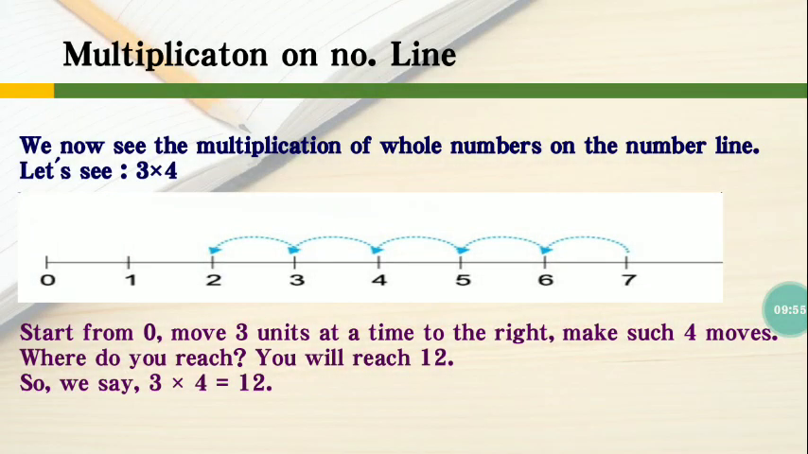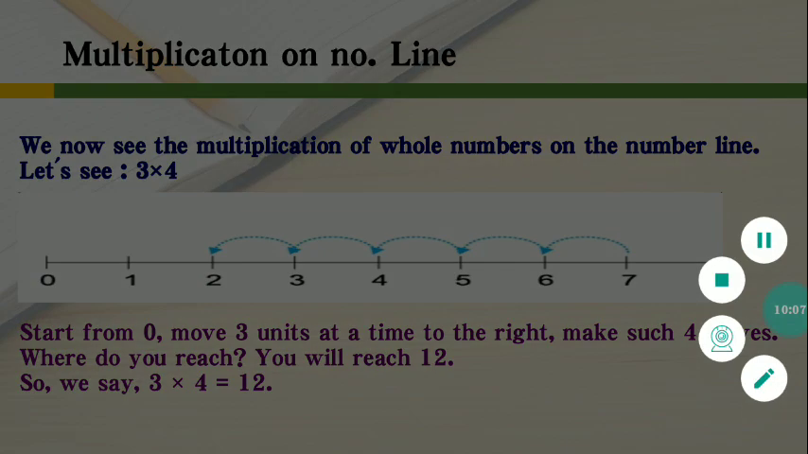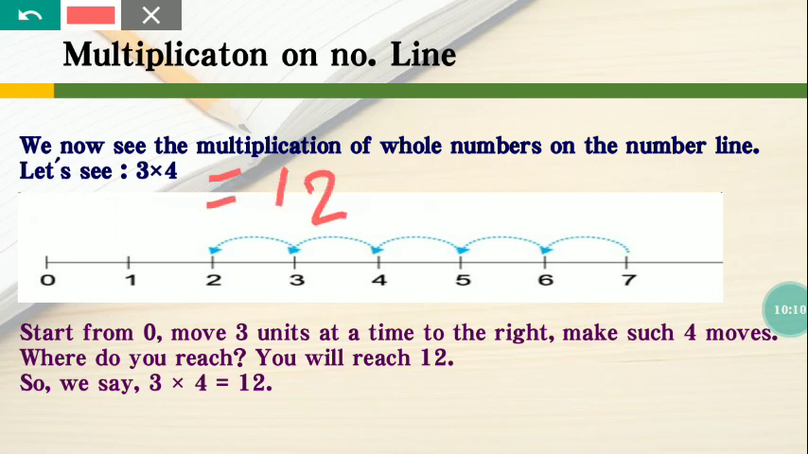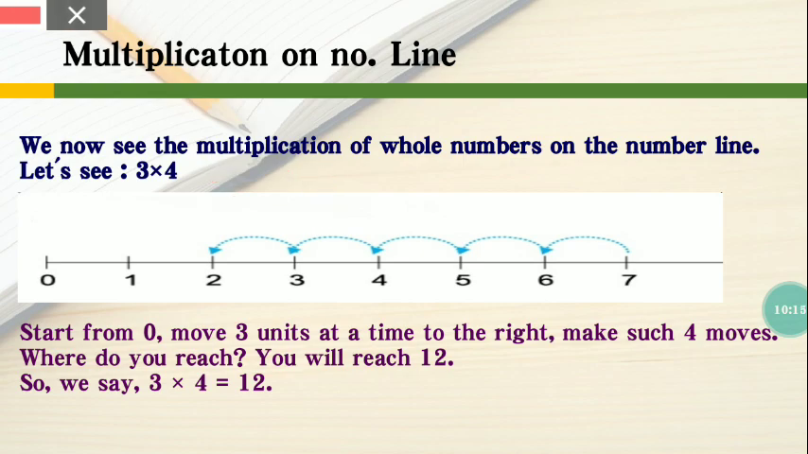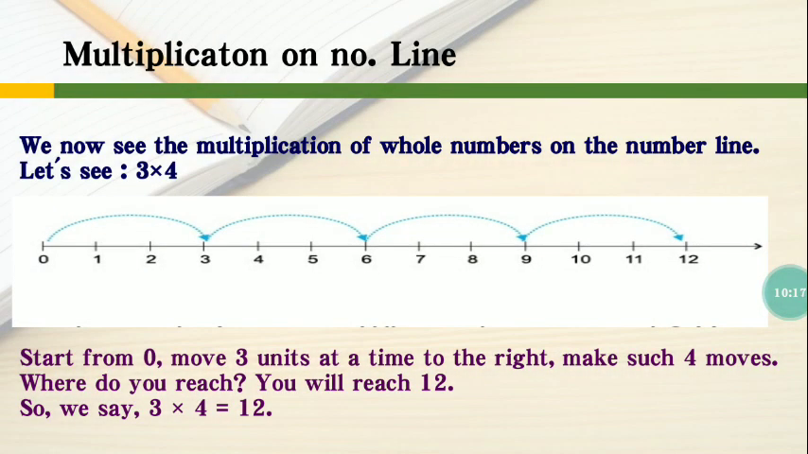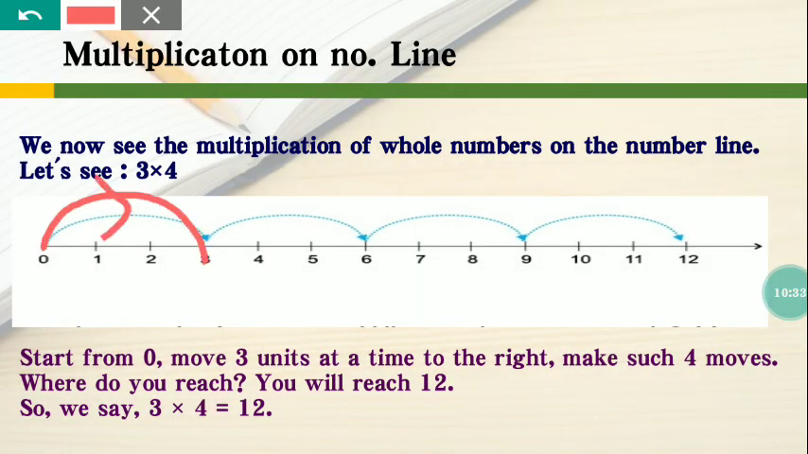Okay, now next we focus on multiplication on the number line. We now see the multiplication of whole numbers on the number line. As we know, 3 into 4 is equal to 12. So start from 0, moving 3 units at a time to the right. We start from 0 and move 3 steps and we get 3.